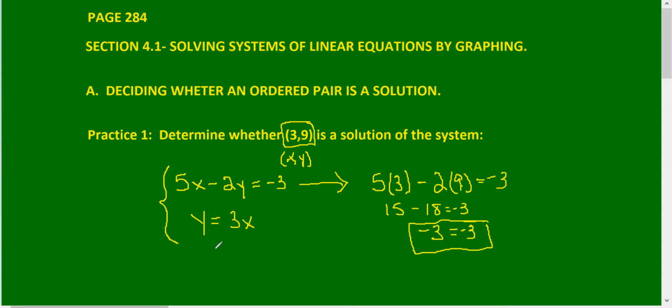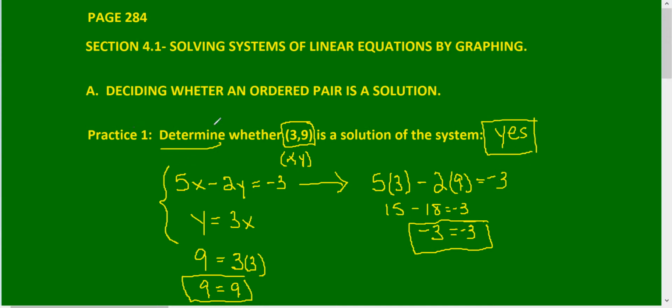All right, does (3, 9) satisfy the bottom equation here? So that would mean 9 for the y equals 3 times 3 for the x, and it's quite obvious that 9 equals 9. So therefore, (3, 9) is a solution. Remember, "determine" tells us our answer is going to be yes or no. So I could say yes, or anything that indicates a positive yes.